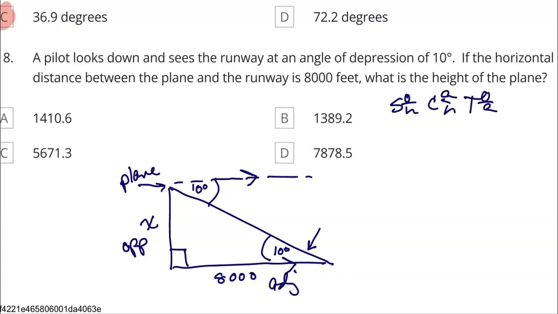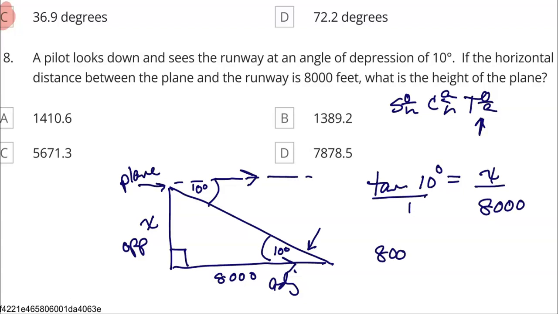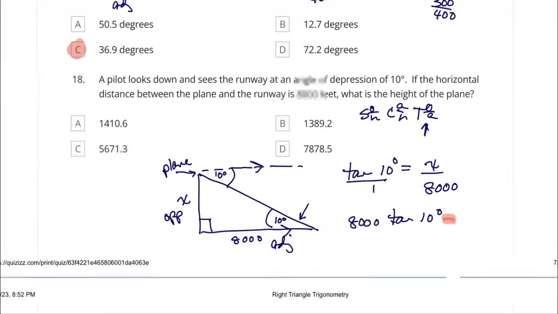tells me opposite over adjacent is tan. So the tan of 10 degrees equals x over 8,000. That's a one-step problem. 8,000 times the tan of 10 degrees should give you an answer, that's going to equal x, and my x is going to be 1410.6. That equaled what my x was.